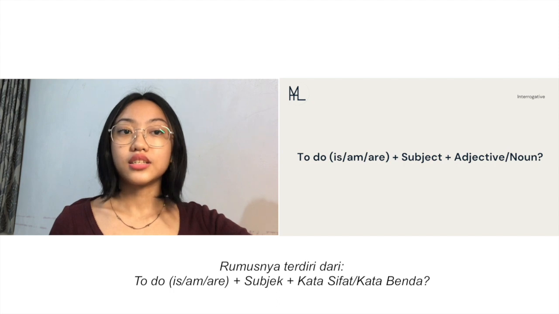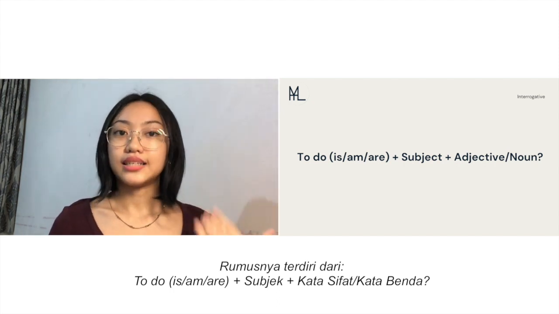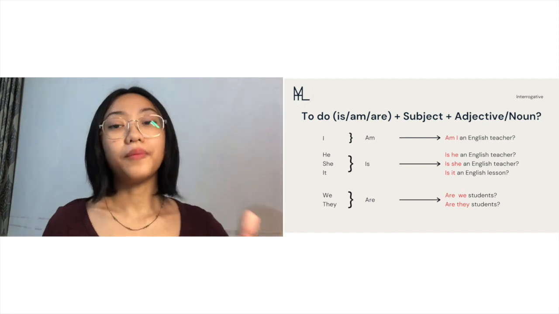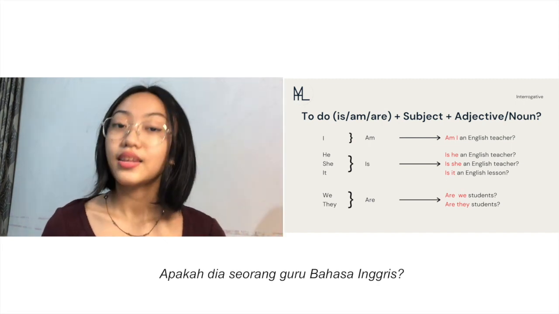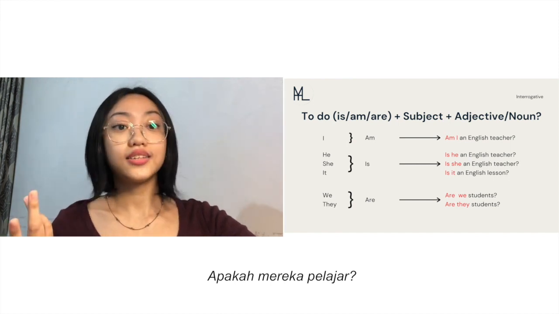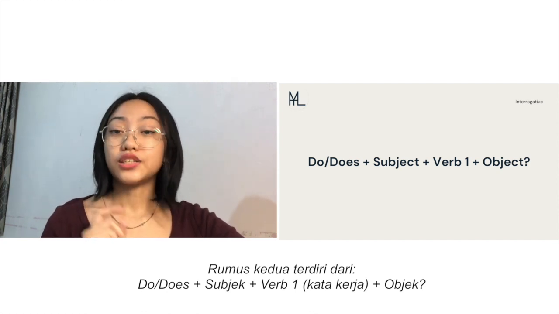The third one is interrogative, or questions. The formula consists of to be, which is is, am, or are, plus subject, plus adjective or noun, and don't forget the question mark. For example, am I an English teacher? Is he an English teacher? Are they students?